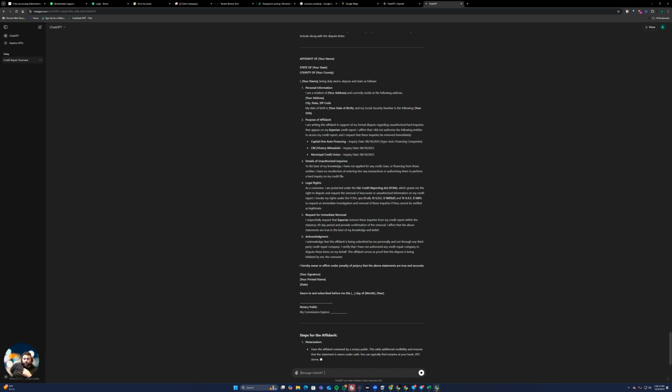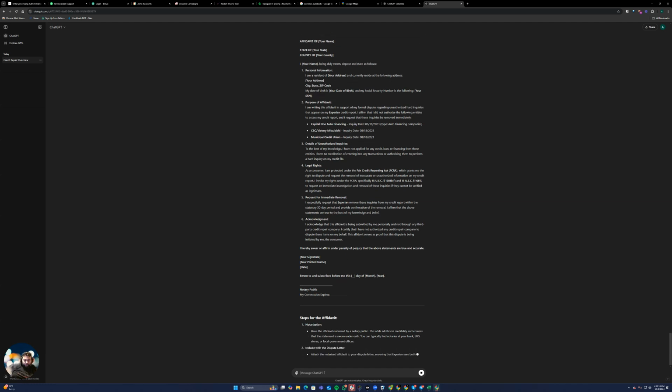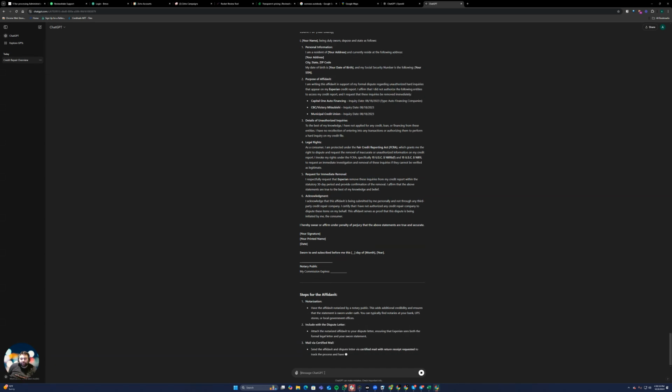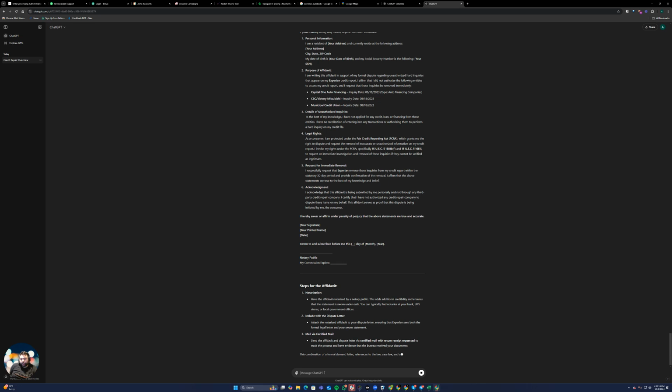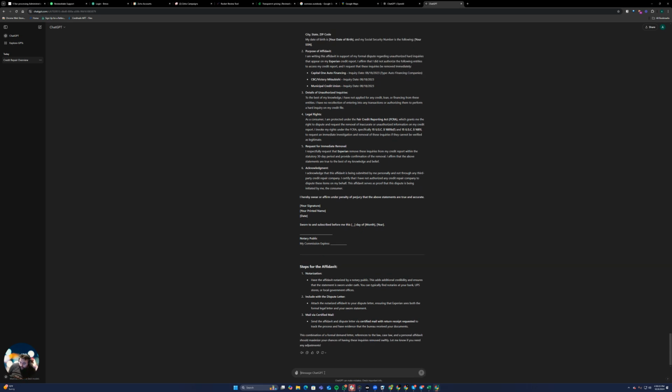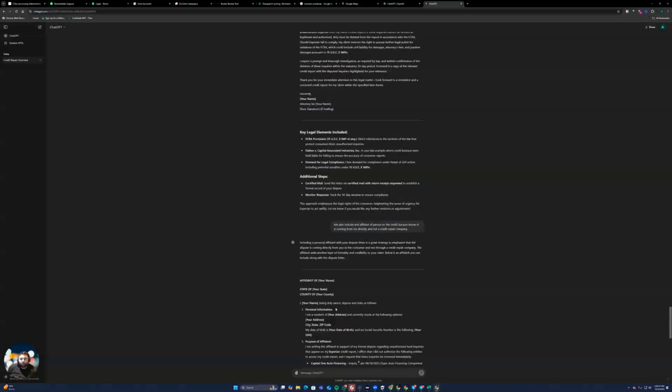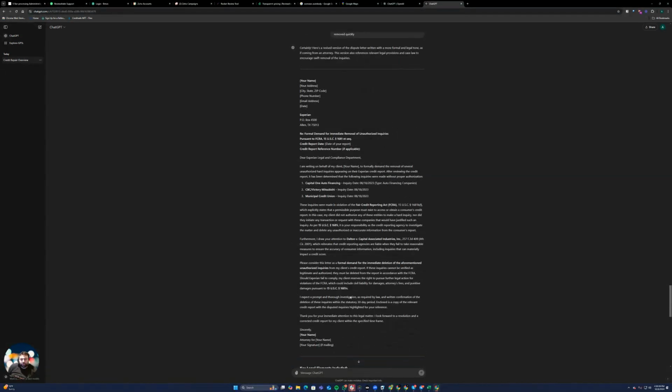Boom. So now you have two different letters. You have one written by an attorney. Now you have an affidavit. So you can actually include two different ways to rock this letter out just by changing a couple of prompts over here and doing what needs to be done. Like, yes, we did an affidavit.